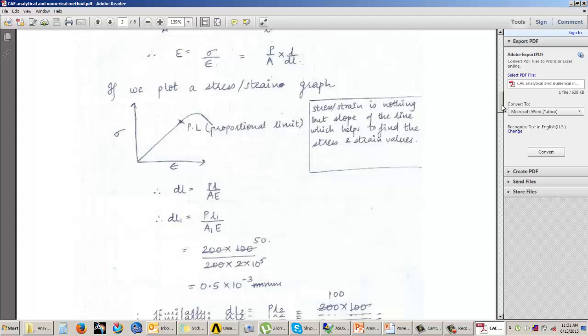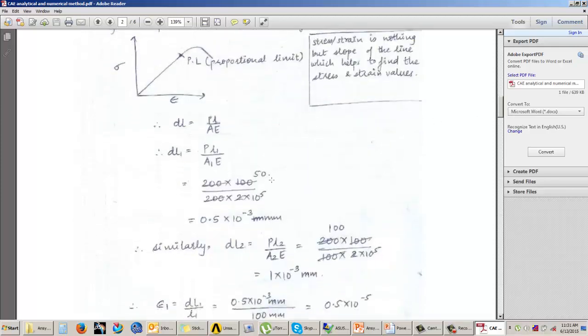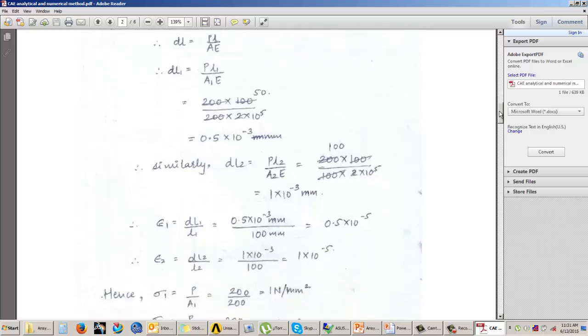If I enter all the numerical values, the change in length in the first bar is 0.5 multiplied by 10 raised to minus 3 millimeters. Similarly, let us find the change in length in the second bar, that is dL2. Again, if we enter all the numerical values, we get the change in length in the second bar as 1 into 10 raised to minus 3 millimeters.